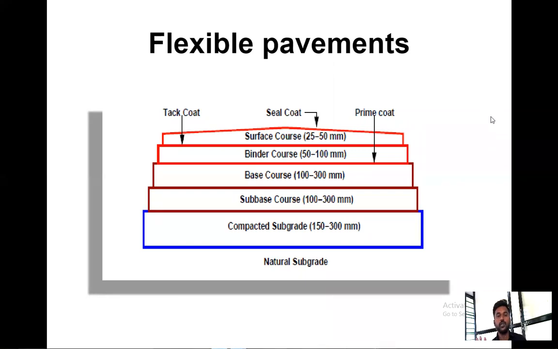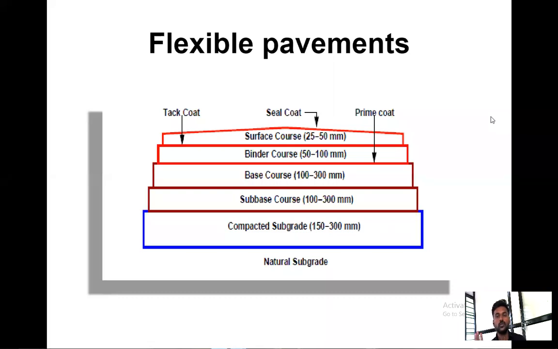We need to check the properties of the soil. We need to check the strength. We need to check the stability. We need to check the elasticity property of that soil. For that purpose, ultimately, we will find out the bearing capacity of the soil. This is very important. Depending on that, we will go with different sizes and different types of layers in the flexible pavement.